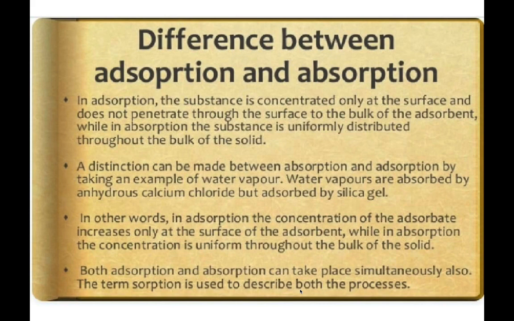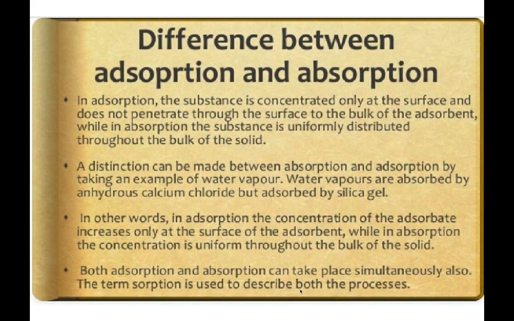Okay, now we will have a detailed look at the difference between adsorption and absorption. These two are entirely different terms. You saw that in adsorption, the substance is concentrated only on the surface. What does it mean? It doesn't go inside to the bulk of the substance. And what about absorption? It is uniformly distributed throughout the bulk of the solid. Everywhere in the solid absorption takes place, whereas adsorption takes place only on the surface of the substance. You can distinguish between the two by taking water vapor as an example.